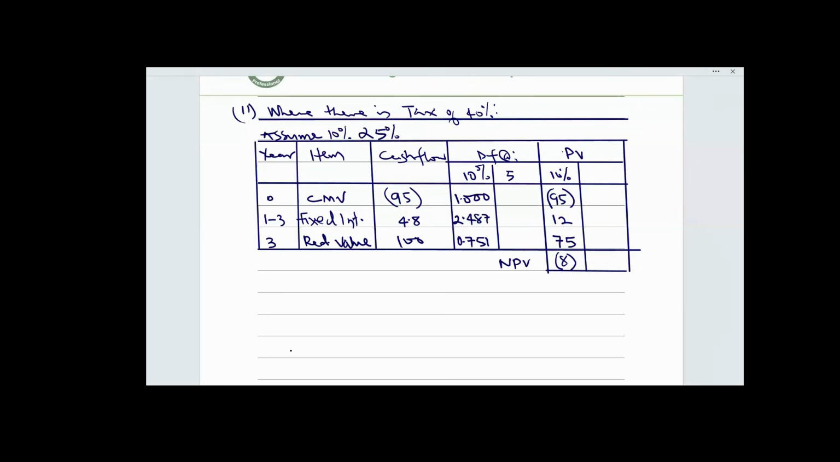So here will be 5%. So let's calculate the annuity factor of year 1 to 3 at 5%.